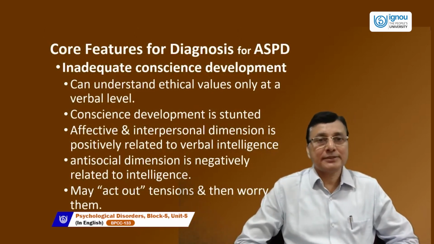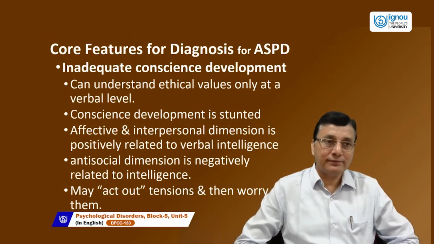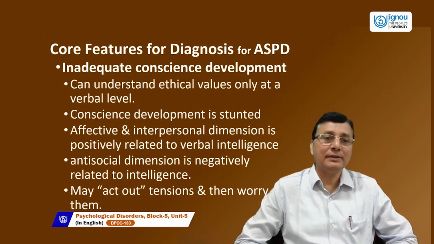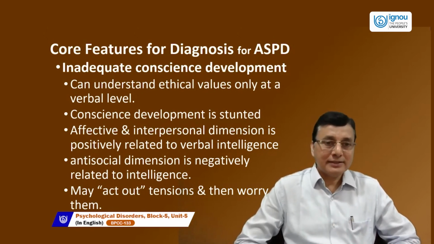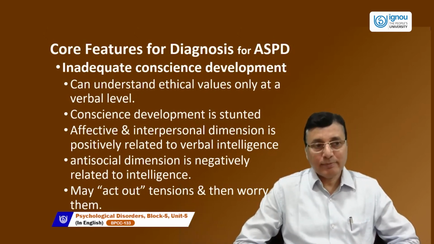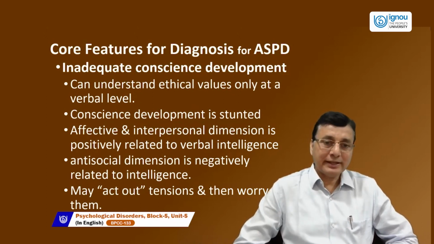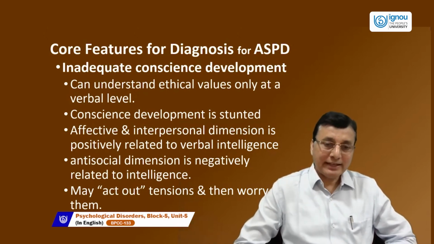Let us see the core features of diagnosis for ASPD according to DSM-5. Inadequate conscience development: they can understand ethical values only at a verbal level. They can talk about ethics, but they cannot understand. Conscience development is stunted. The affective and interpersonal dimension is positively related to verbal intelligence, whereas the antisocial dimension is negatively related to intelligence. They may act out tensions and then worry about them.